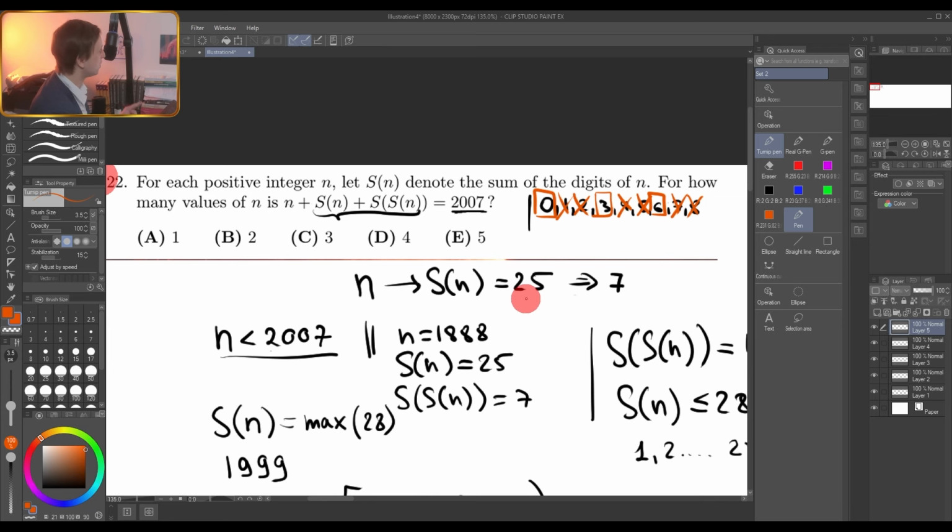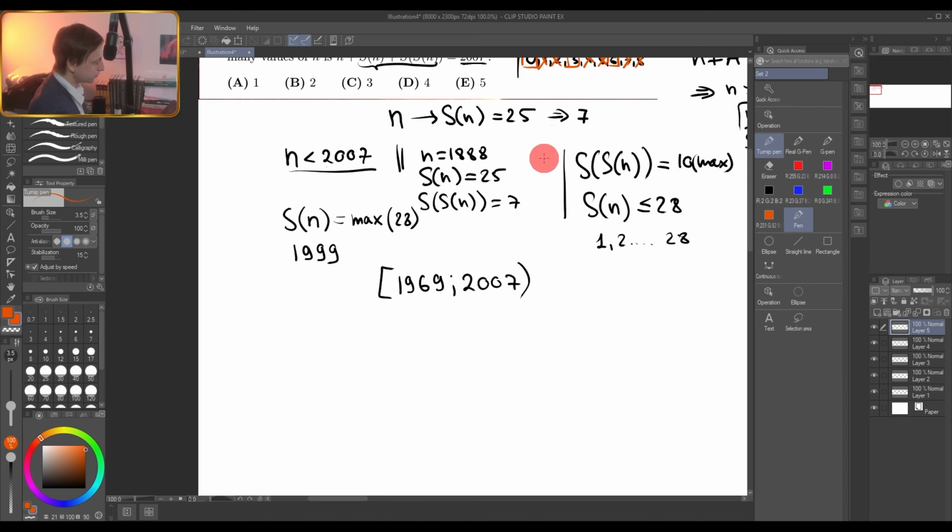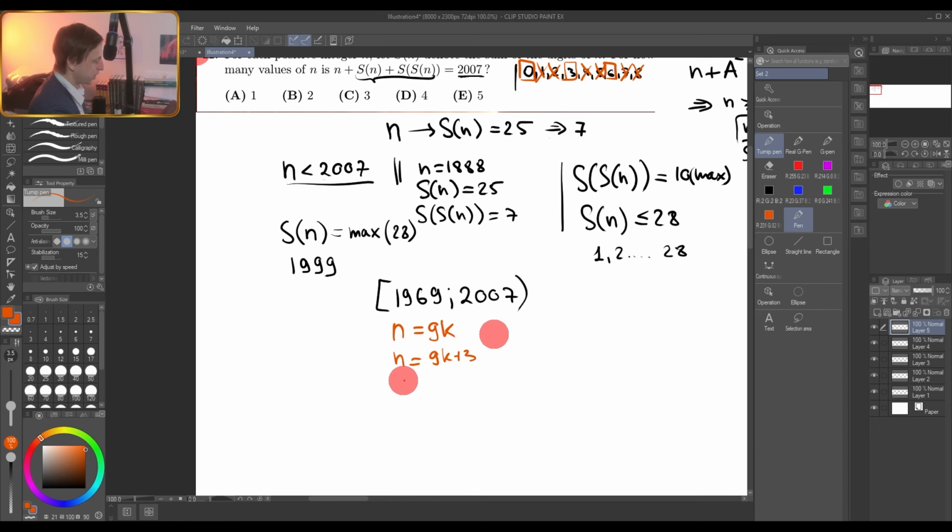So now we have significantly restricted the amount of n that we should consider. We should consider only values of n that are divisible by 9, so n equals 9k, or n equals 9k plus 3, or n equals 9k plus 6. As you can see, we reduced our job significantly. So what about 1969? Is it divisible by 9? It's not, the remainder is 7, so we don't even need to check it, it couldn't work for us.